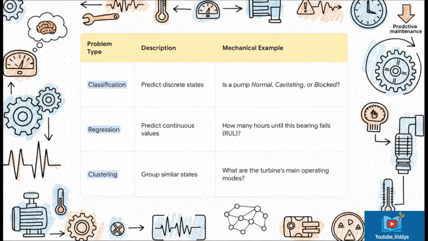Well, are we trying to classify something? Like, is this pump's condition normal, cavitating, or blocked? We're just putting it into a category. Or maybe we're doing regression. That's where we predict a specific number, like how many hours exactly does this bearing have left before it fails? That's a huge one. Or we could be doing clustering, where we let the data group itself to find a turbine's hidden operating modes. The point is, the type of question we ask right now sets the stage for everything else we're going to do.